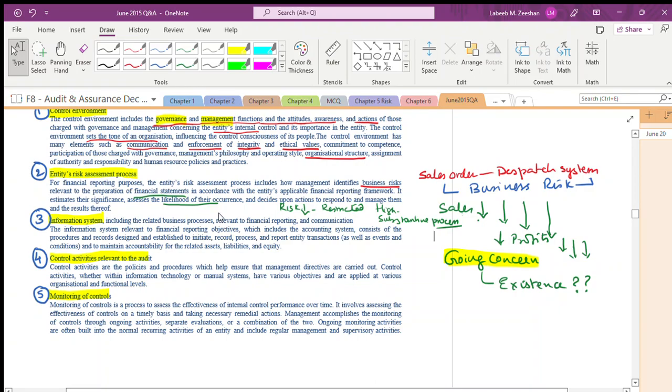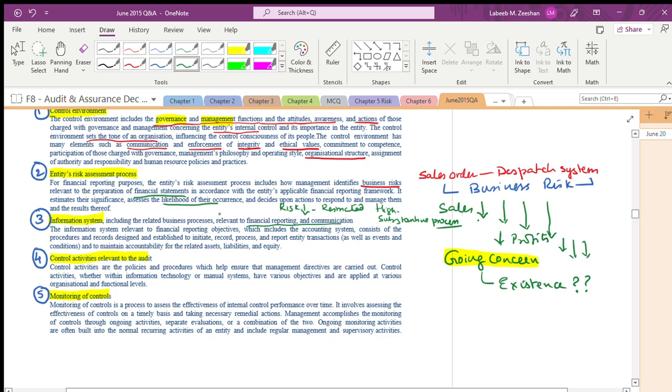The third one, information systems, including those related to the business as well as financial reporting. Integration is there. We are talking about the IT controls, the application controls. How many controls are there? Three types: general controls, application controls, IT controls. It includes the business process relevant to the financial reporting and communication.